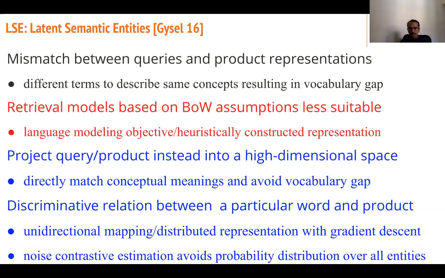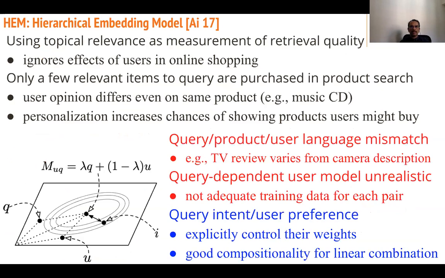So next, let's talk about the hierarchical embedding model. This is from the group at Amherst, University of Massachusetts. So what's the customer problem here? Using topical relevance as a measurement of retrieval quality ignores the effects of users in online shopping. In web search, relevance is related to the query topic, whereas in product search, the returned result list accounts for the user's personal behavior. Not considering individual differences will thus not satisfy the needs of all users. So how can we go about addressing this?